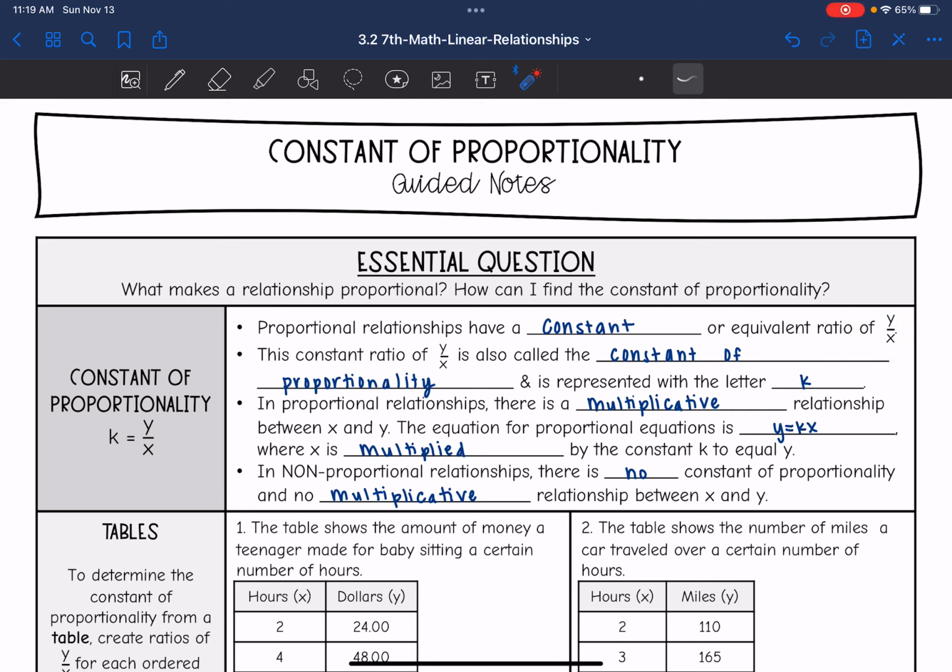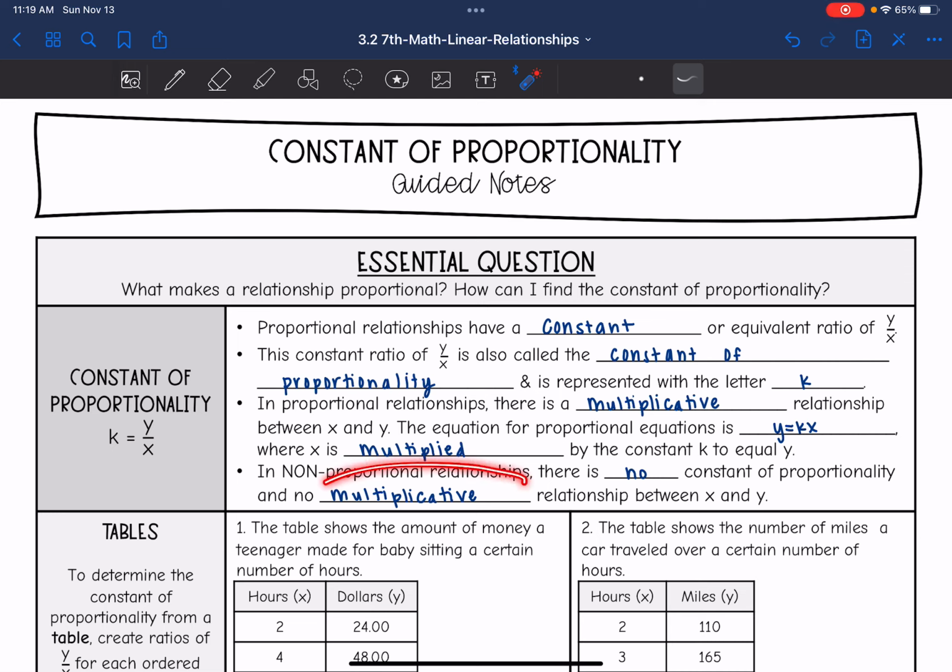This ratio of y over x is also called the constant of proportionality, and you will see it represented with the letter k. In proportional relationships, there is a multiplicative relationship between x and y. The equation for proportional relationships is y equals kx, where x is multiplied by that constant k to equal y. In non-proportional relationships, which we will look at later, there is no constant of proportionality and no multiplicative relationship between x and y.